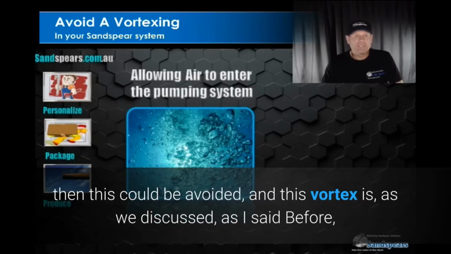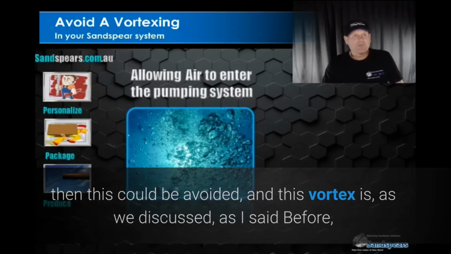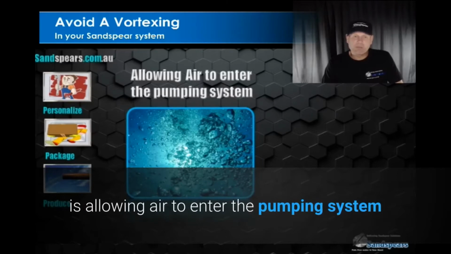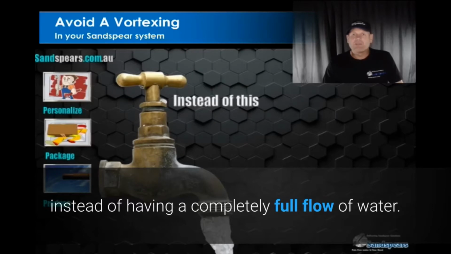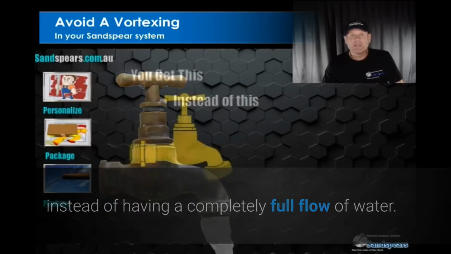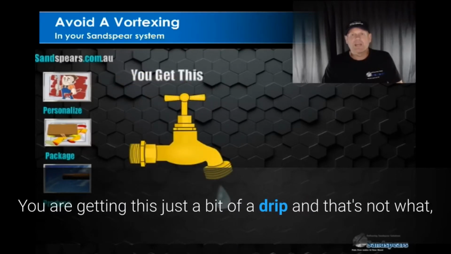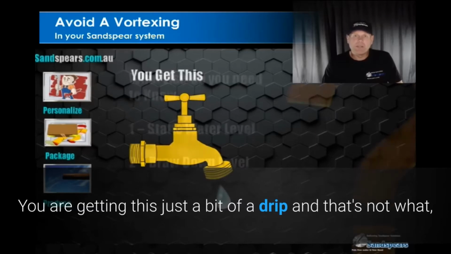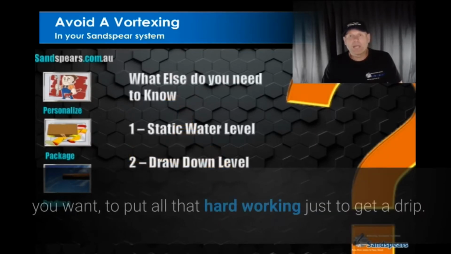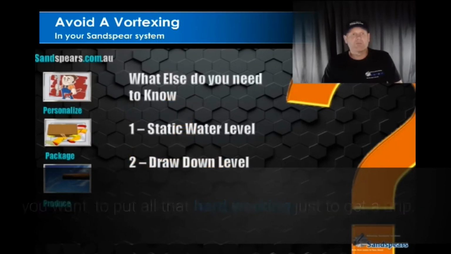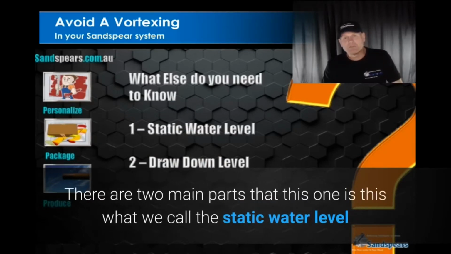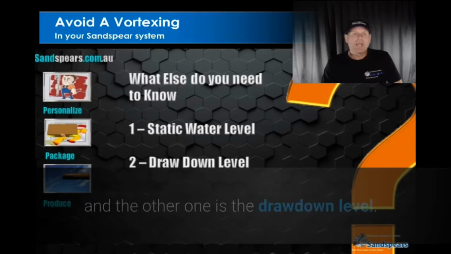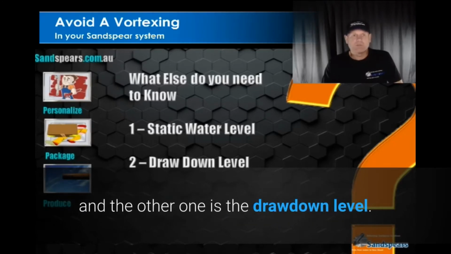And this vortex, as I said before, is allowing air to enter the pumping system. Instead of having a completely full flow of water, you are getting just a bit of a drip. And you don't want to put all that hard work in just to get a drip. What else do you need to know? Well, there are two main parts to this. One is what we call the static water level, and the other one is the drawdown level.